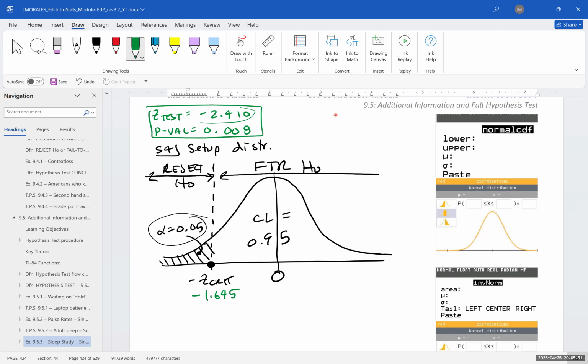Now that we have that, let's take a look at our test statistic. That's negative 2.41, so that's going to be somewhere out here. Our z test statistic is larger in the negative sense, negative 2.410. So that clearly indicates we're going to reject the null. The area here in the tail is our p-value, which is 0.008. The p-value is smaller, therefore reject the null.